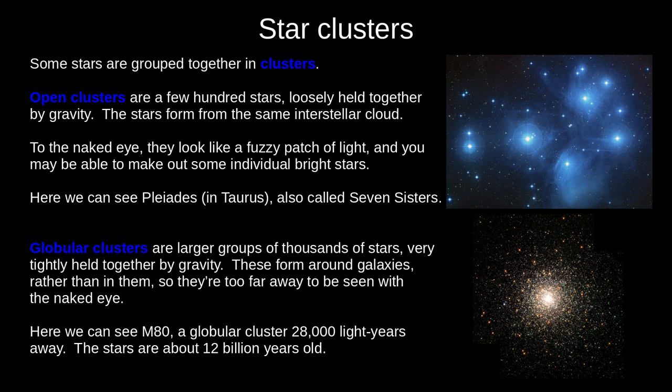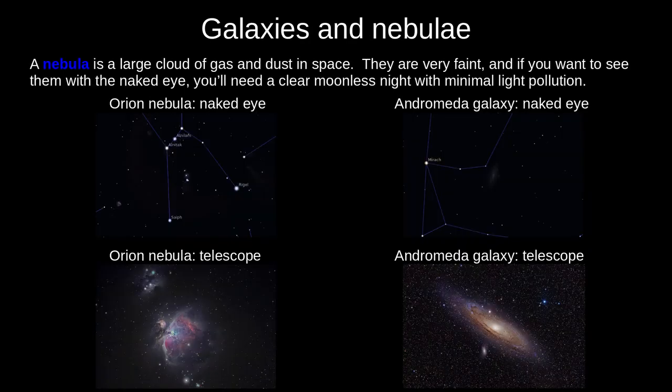They are spherical groups of thousands of stars, tightly bound together by gravity. They form on the outskirts of galaxies, by processes we don't fully understand yet. A nebula, Latin for cloud, is a large cloud of dust and gas, formed in a few different ways.